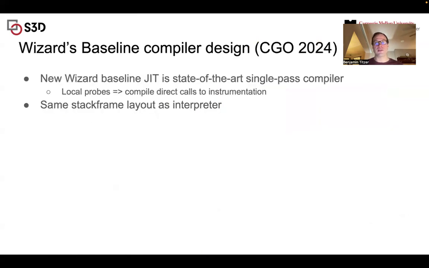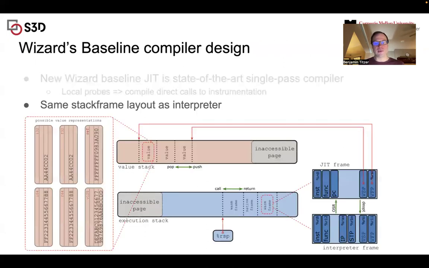And so that's one of the things that we've been working on for the past year and a half or so, is to build a JIT for Wizard that's competitive with the state-of-the-art single pass compilers. And this supports instrumentation with local probes as well. And so the idea is that we can compile direct calls into the instrumentation. One of the key design ideas is to use the same stack frame layout as the interpreter. And so that stack frame looks like this.